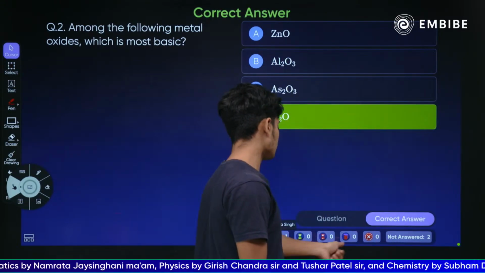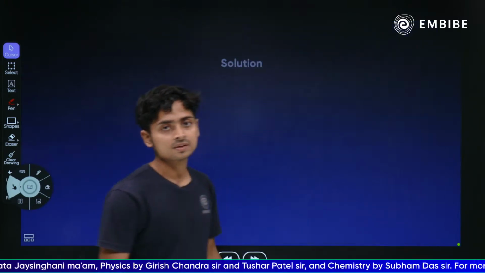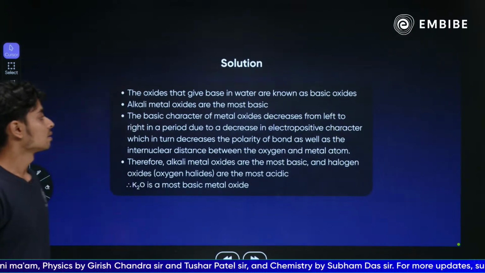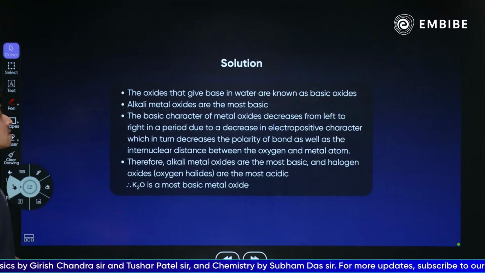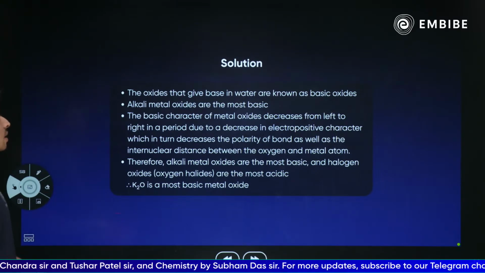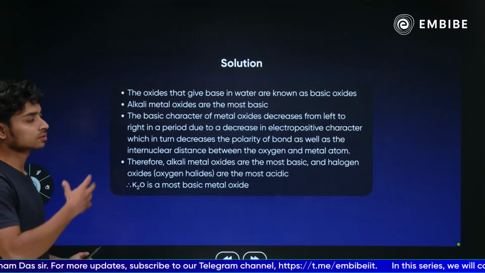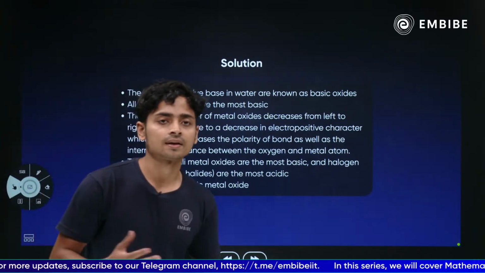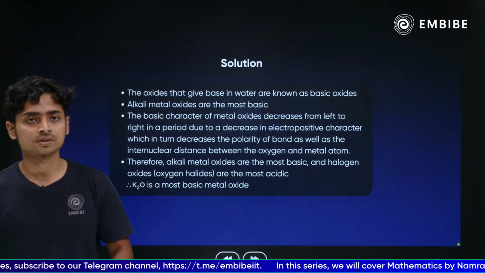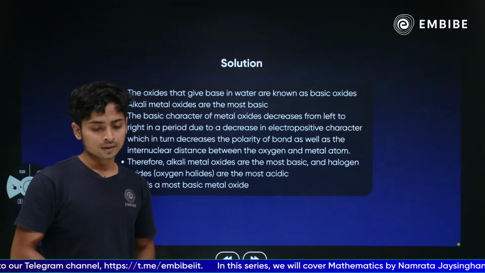So again Anushka got it right. Anyone who answered D, आपका सही था. Okay. So basic character of metal oxides decreases from left to right in a period, due to decrease in electropositive character, which in turn decreases the polarity of bond as well as internuclear distance. So among the oxides, alkali metal oxides are the most basic oxides. Okay, remember the same.